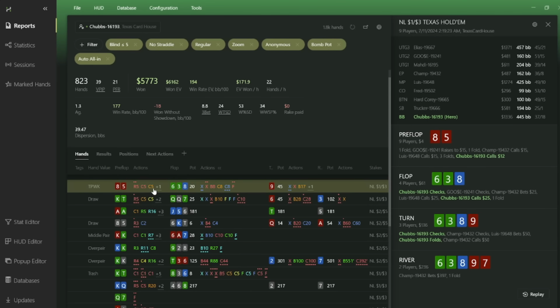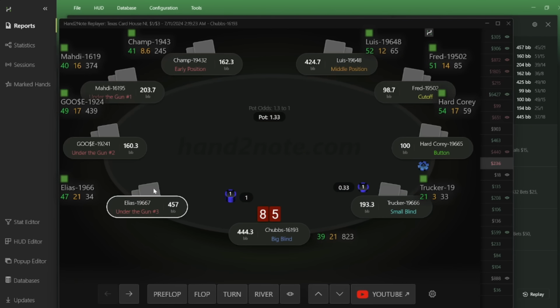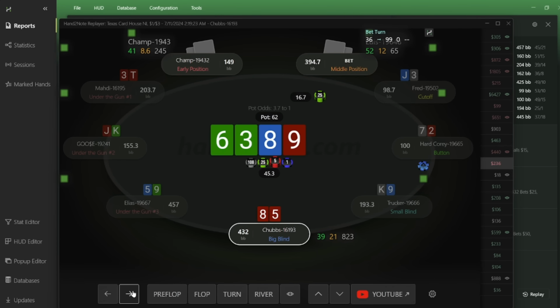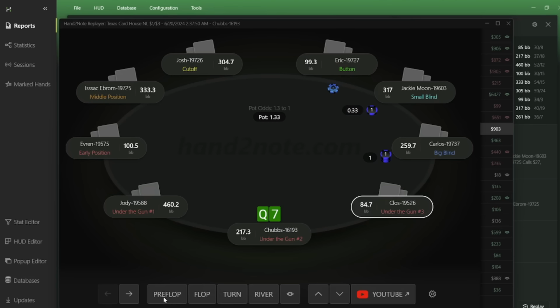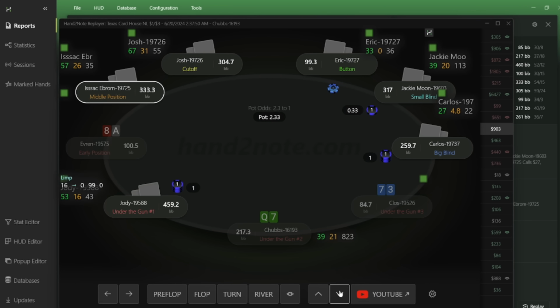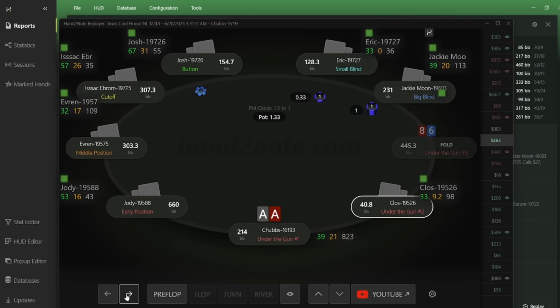So let's pick Chubbs again. Ironically, in his first hand here, he has 8-5 of hearts himself. He even called with the hand pre-flop, but then folded on the turn. But let's look at Queen 7 suited. As you can see, he simply folded this hand. And then we can move to the next hand, which happens to be aces.